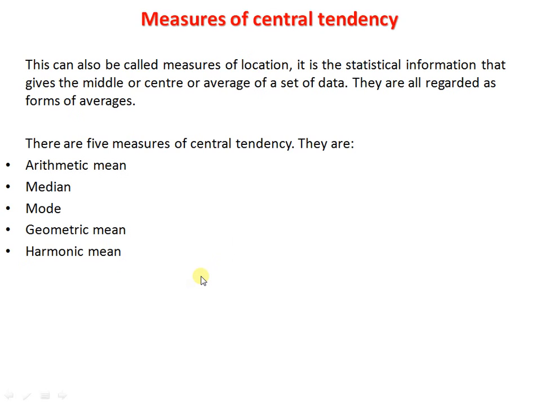Then we move into measures of central tendency. Very, very important. It can also be called measures of location. It is the statistical information that gives the middle, or center, or average of a set of data. They are all regarded as forms of averages. In economics, we are going to be using a whole lot of averages, and we call it a measure of central tendency.